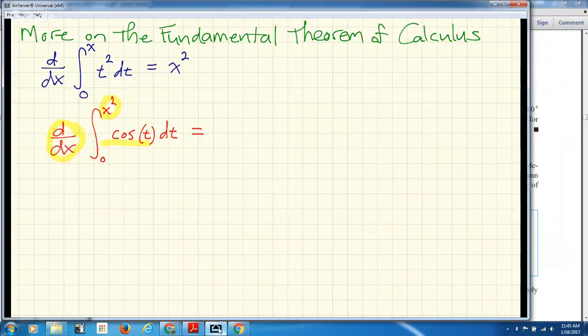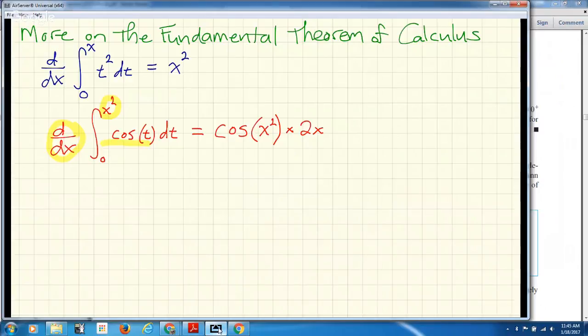well, the fundamental theorem, ignoring the endpoints for a minute, says it's going to be related to the cosine. And the endpoint is x squared. The catch with the chain rule says we have to multiply by the derivative of the inner function. And so we're going to have a times 2x to go with this one. So we have to be careful.